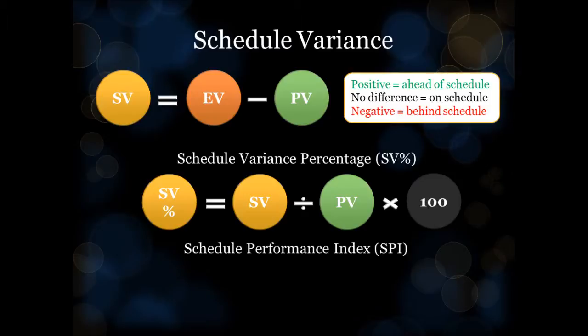To calculate the schedule performance index, divide the earned value by the planned value.